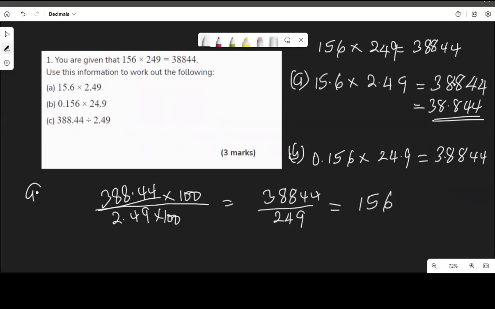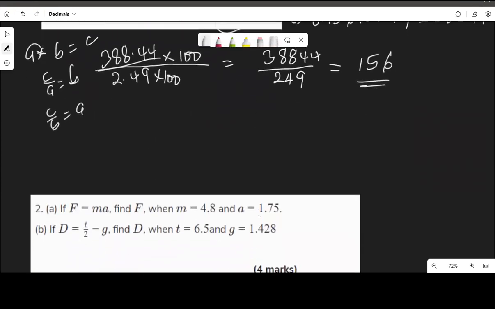Remember, if A multiplied by B is equal to C, that means C divided by A will be equal to B, or C divided by B will be equal to A. That is the argument here. So 38844 divided by 249 is 156. And that is easy 3 marks there from that question.